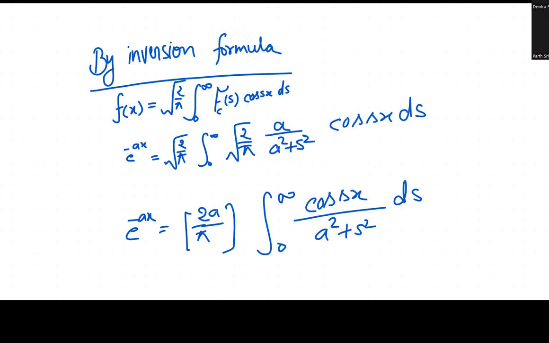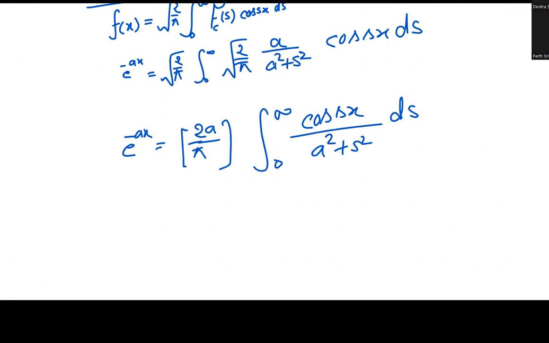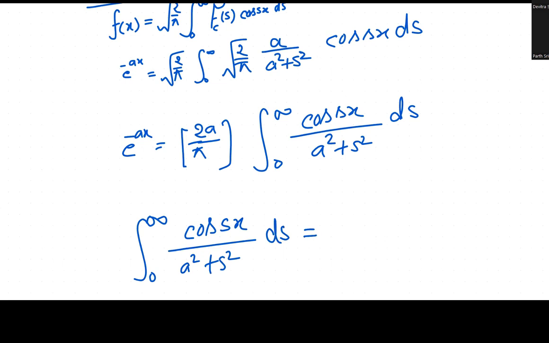Yes, ma'am. So we can express this: integration 0 to infinity of cos sx over (a squared plus s squared) ds is equal to pi over 2a into e^(-ax). You got it? Yes, ma'am.